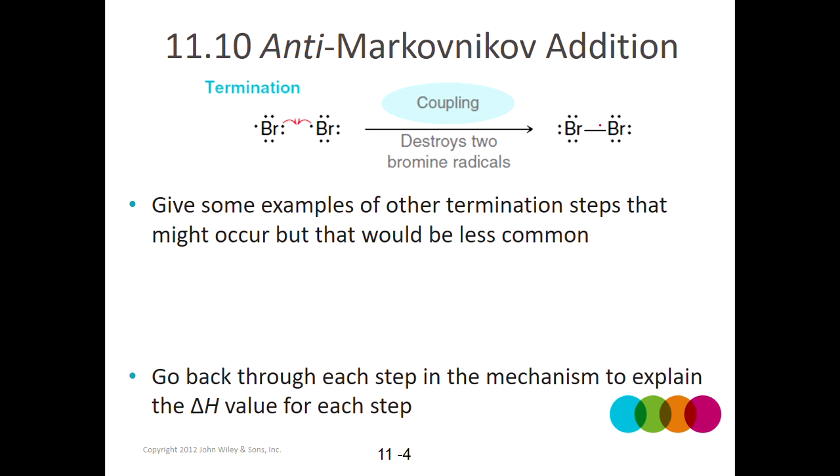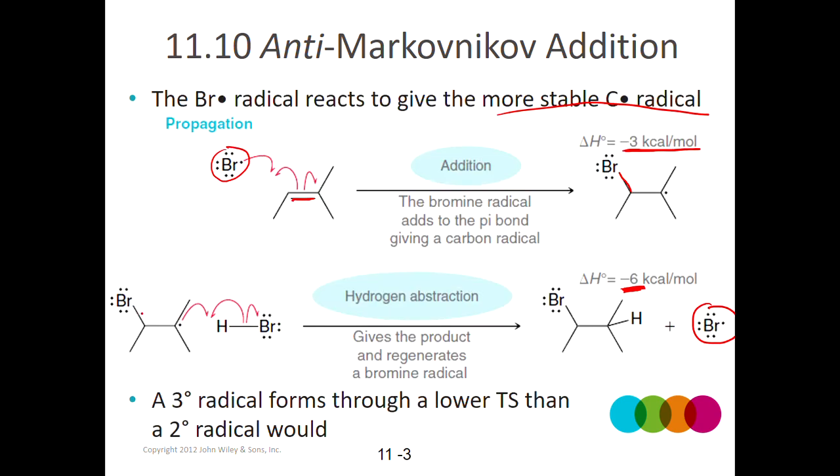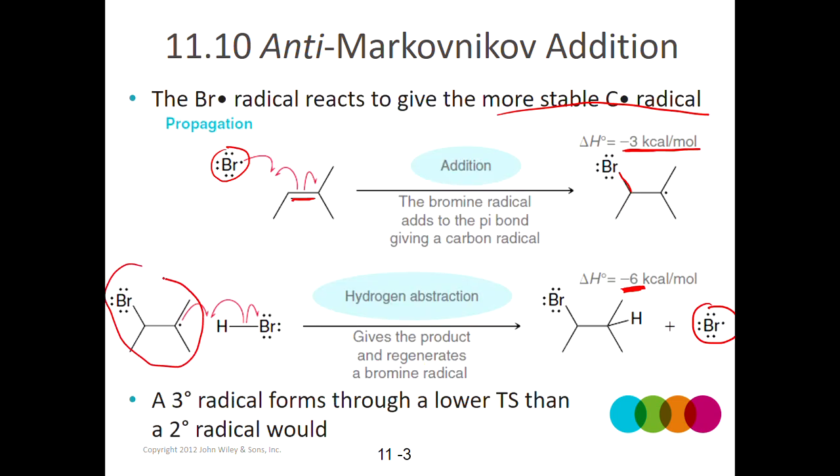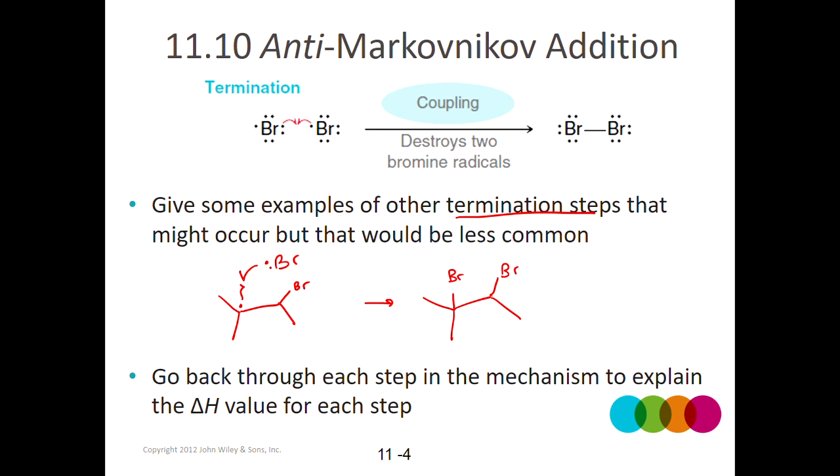Sometimes the radicals will join together and form sigma bonds. Other possible termination steps could be a situation where maybe the carbon radical combines with a bromine radical. Just to double check that, there's already a bromine there, so I want to make sure I get that. So that could create a very small amount of this product, where I get two bromines there. All right, so just to point out, this is the radical that we're dealing with here, and there's plenty of bromine radicals in there, so those could combine.